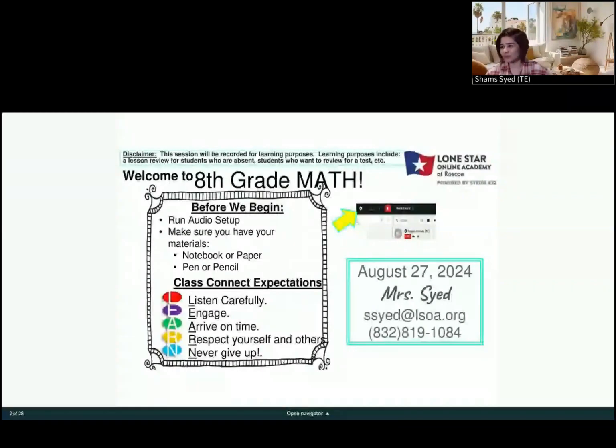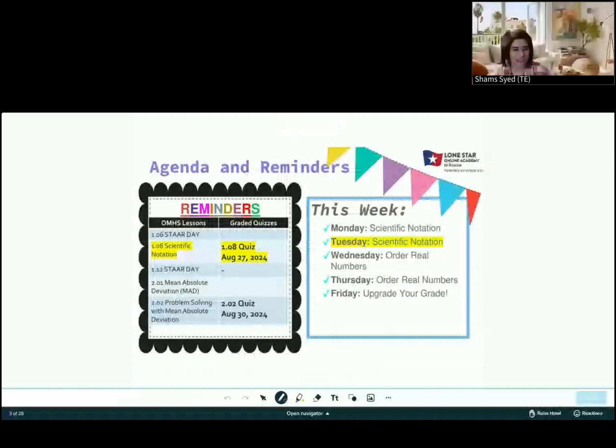Please join Nearpod using your first names only, because at times we are sharing your screen and we don't want to be sharing full names. Here are some agendas and reminders for the week. These are the modules I've assigned to you. Today, quiz 1.08 is due. I'm also going to go over it at 12:15 p.m., and please join so you get the help that you need on the quiz and do your best.